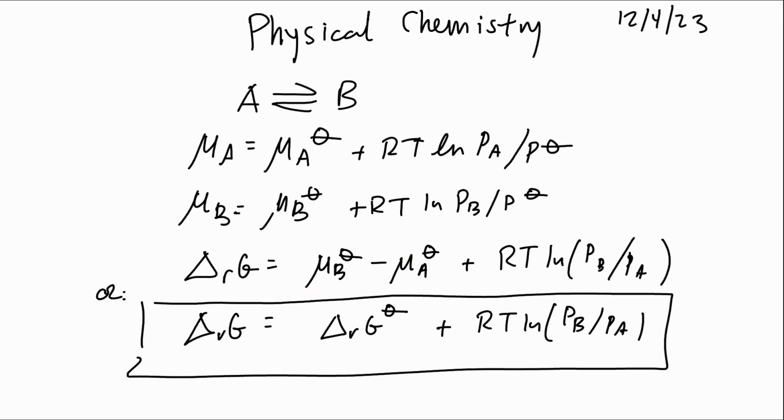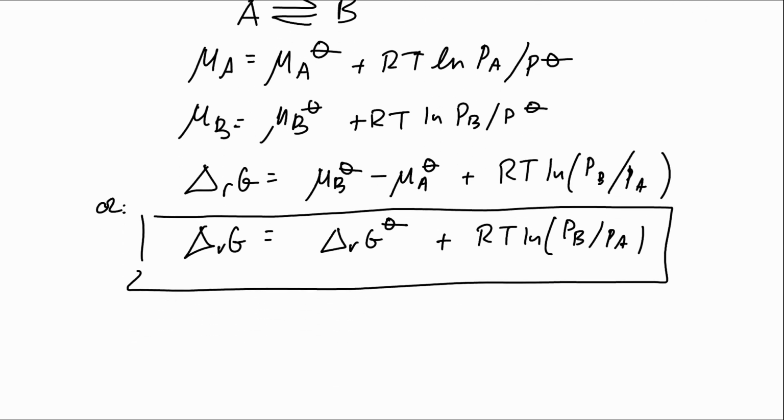But that's our reaction Gibbs free energy: it is equal to the difference between these two chemical potentials. Or if we just do a little algebra and redefine, it's the standard state reaction change in Gibbs free energy plus this term that depends on how far we are from the standard state.